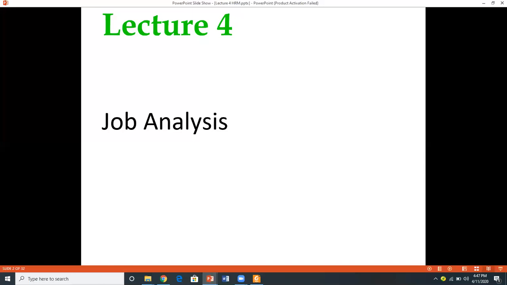And what is job analysis in human resource management? Job analysis refers to the process of identifying and determining the duties, responsibilities, and specifications of a given job. Job analysis in HRM helps establish the level of experience, qualifications, skills, and knowledge needed to perform a job successfully.